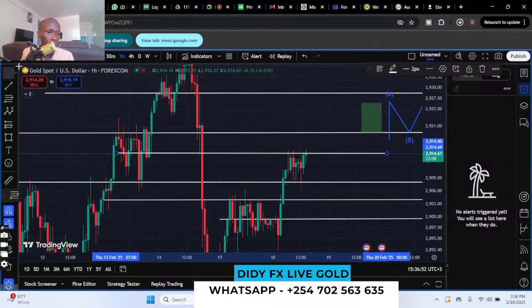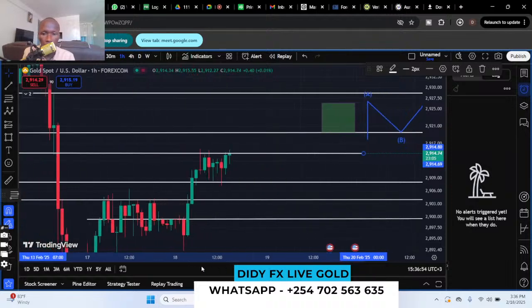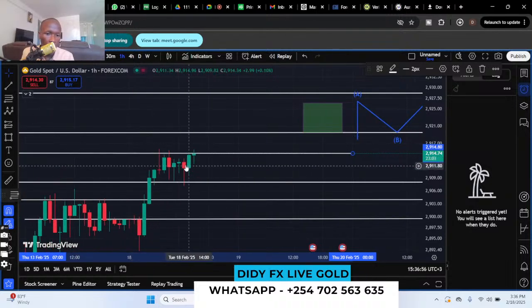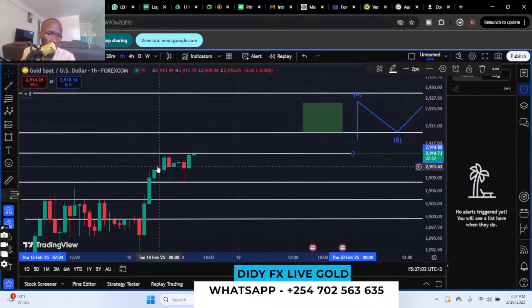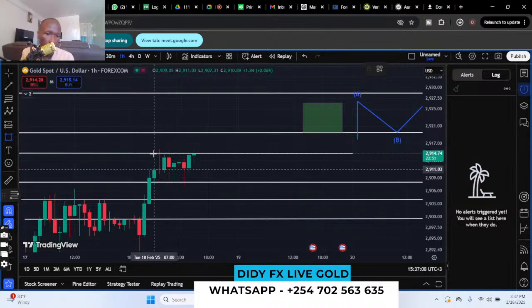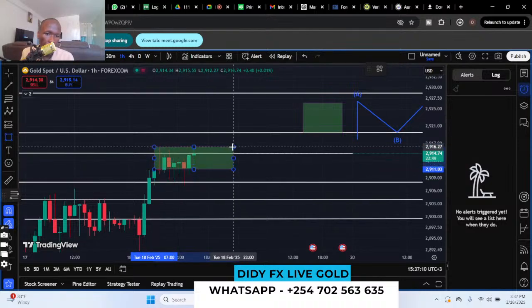So I'm waiting for, as we enter now the New York session, I'll mark this consolidation here. You can see this market is consolidating here. Now it's hourly. So how many hours has the market been consolidating? 1, 2, 3, 4, 5, 6, 7, 8. 8 hours of consolidation. So this was what I'm waiting for.